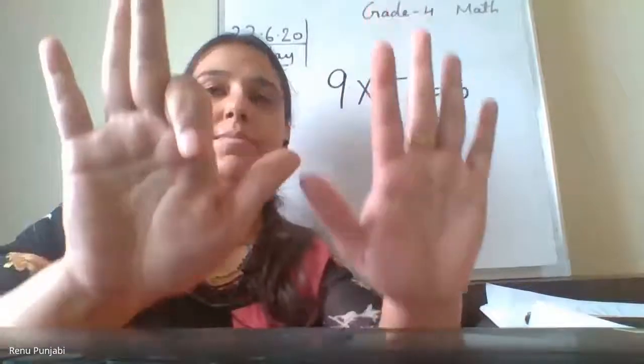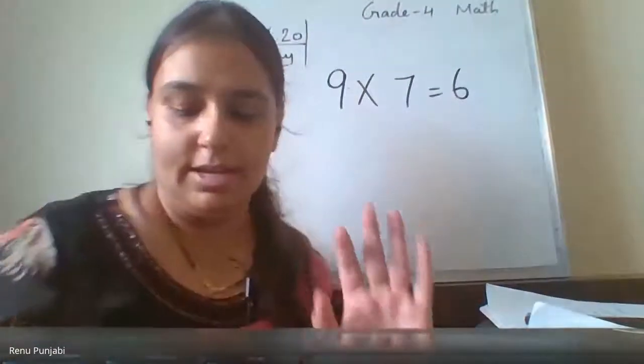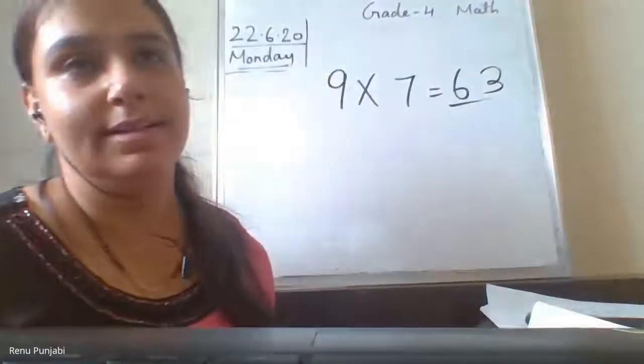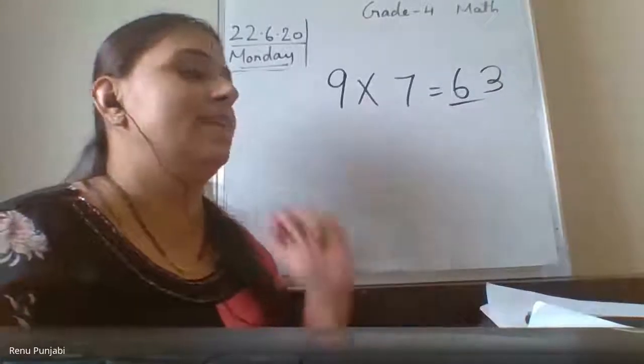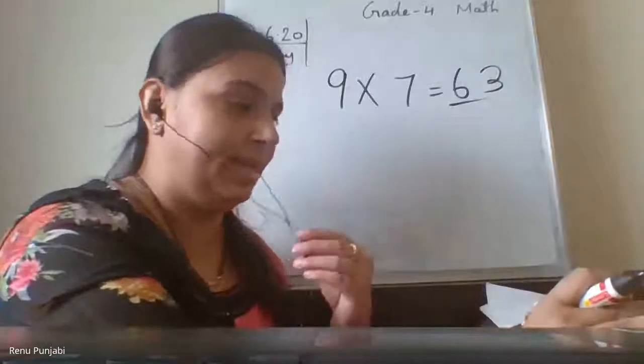Now, what are the remaining fingers on your right side? 1, 2, 3. So, it is 3. So, what will be your answer? 63. 9 7s are 63. So, children, is it really interesting?